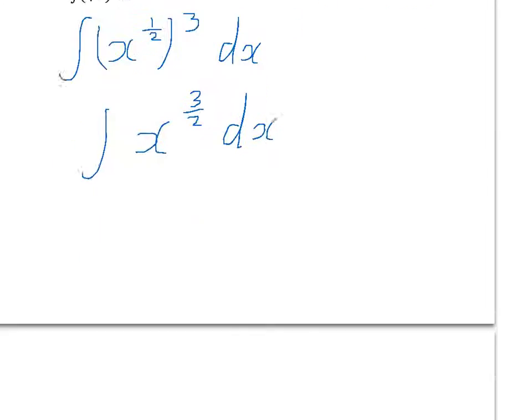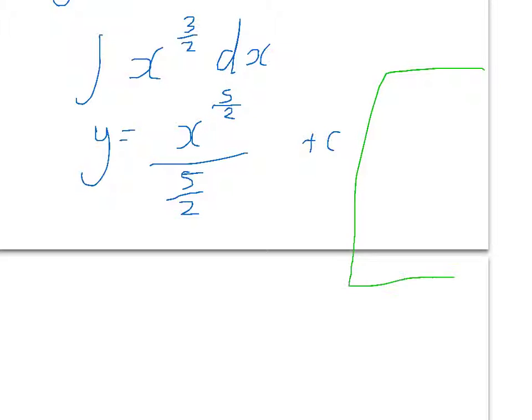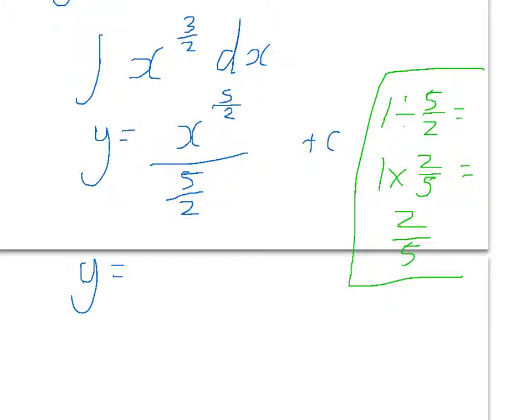So now we're going to integrate this, so y equals, add 1 to the power, so 3 over 2 becomes 5 over 2. We're going to divide by that new power and add on our constant c. Now let's just do our little bit of extra working so we can sort out this messy maths here. So 1 divided by 5 over 2. Remember, you flip the second fraction and multiply them. So 1 times 2/5 is 2/5. So our final answer to this question is going to be y equals 2/5 x to the power of 5 over 2 plus our constant c.